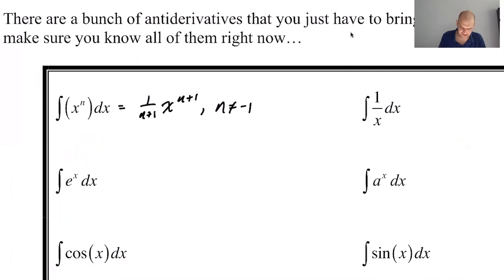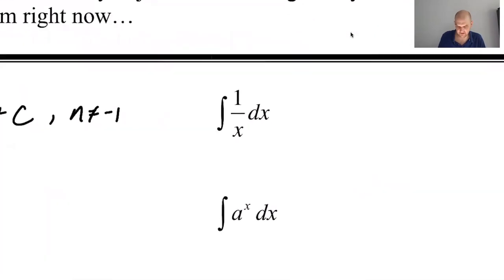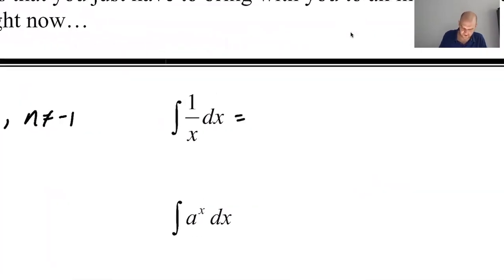Plus c. Where do you put plus c in this scenario? I guess I put it here. And then I say n can't be -1 to begin with. This is the scenario where n is -1. So this is going to be the natural log of the absolute value of x.